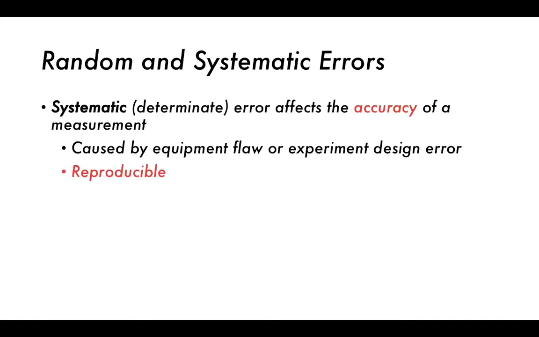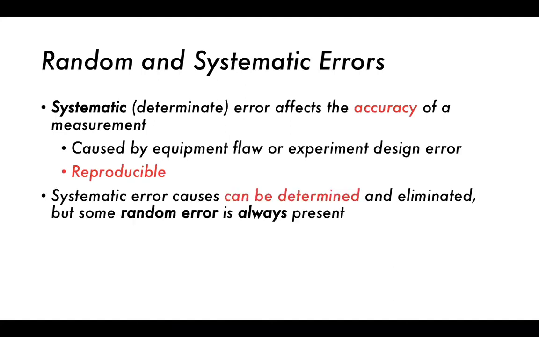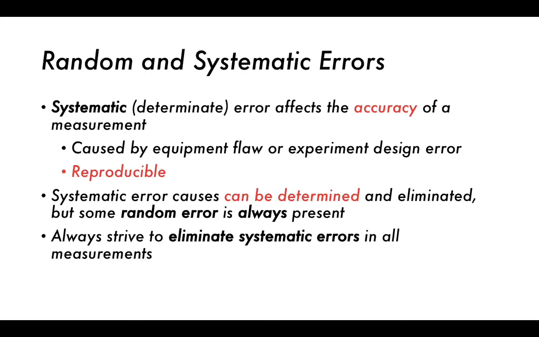So systematic errors then are determinate errors, and these affect the accuracy of a measurement. They are typically caused by equipment flaws or experiment design error, but they're often reproducible, so they can be overcome. So systematic error causes can be determined and eliminated, but some random error is always going to be present. So no matter what we do, we're still going to have a certain degree of error. And we always strive to eliminate systematic errors in all measurements.